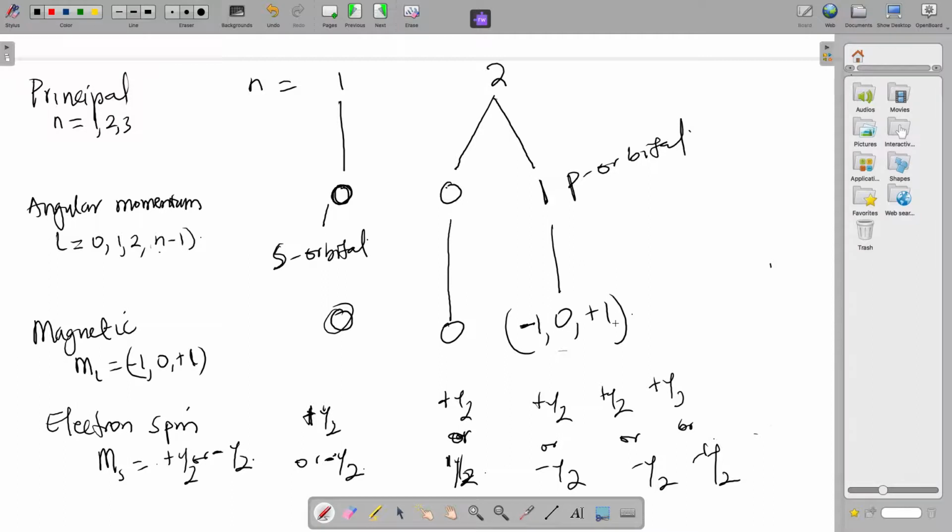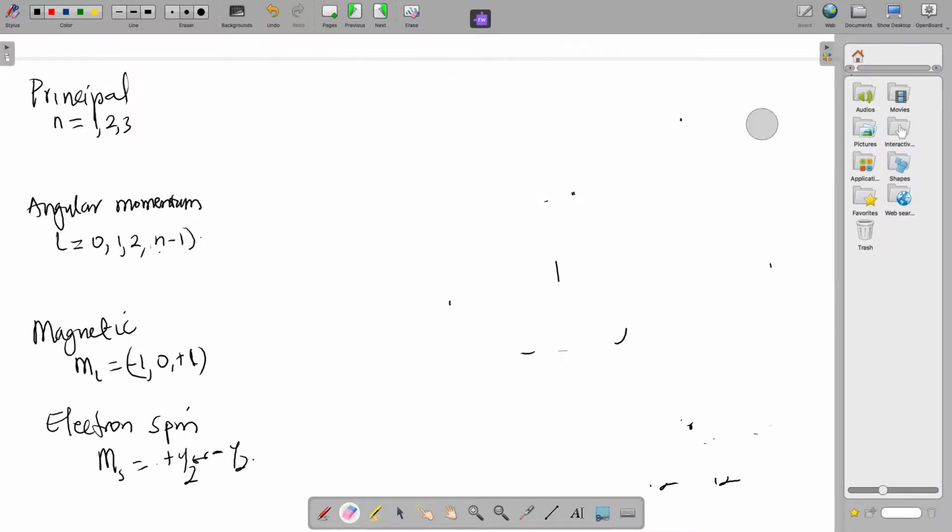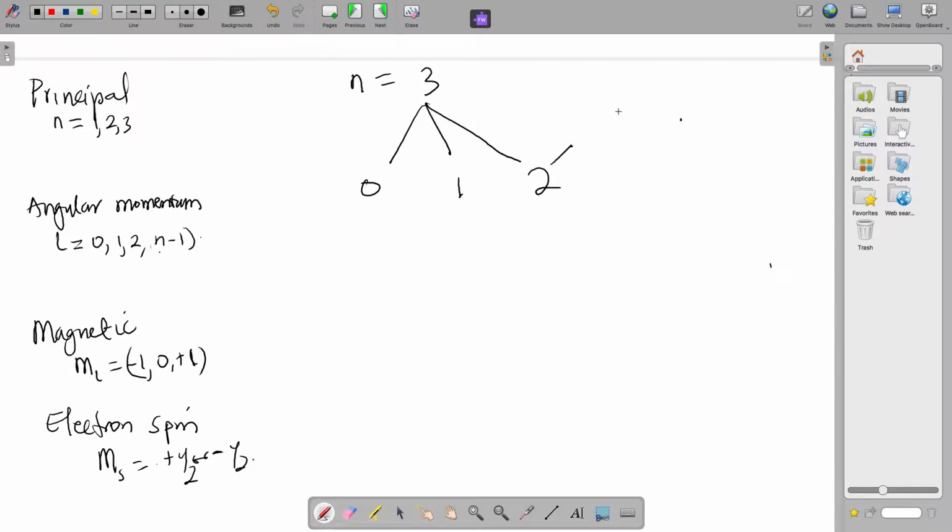Okay. So now let's move on to when n is equal to 3. We've looked at the s orbital and the p orbital, so now I want to look at the others. When n is equal to 3, what are the possible values of our angular momentum? Remember, I start from 0 all the way to n minus 1. So our values would be 0, 1, and n minus 1, which is 2. Remember, the angular momentum specifies the type of orbital. We've looked at 0, which is the s orbital, 1, which is p, and 2 now is the d orbital.